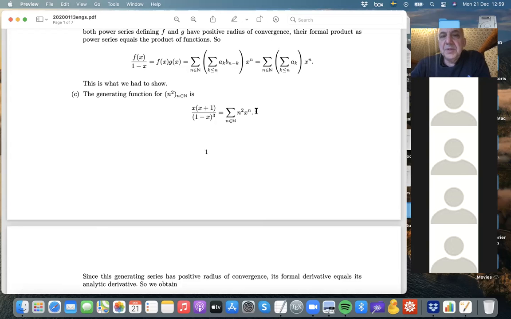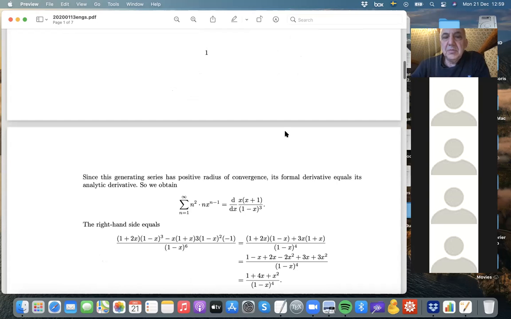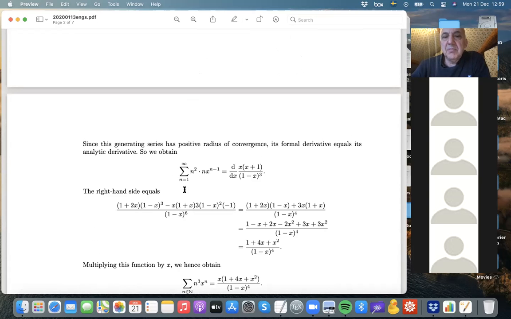And what you do, you observe that if you differentiate this series with respect to x, you'll get a summation of n cubed x power n minus 1. It's almost what we need. On the other hand, since this left-hand side has a positive convergence radius, we can interchange the summation and differentiate this thing. Okay? When we do this, we get that the sum from 1 to infinity of n cubed x power n minus 1 equals this rational function.